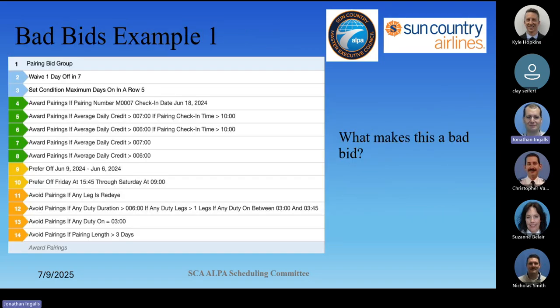All right. Let's see here. Hey, Kyle, why is this a bad bid? Because the green is not at the bottom. Because your green is not at the bottom. Very good. Nick, why do we want the green at the bottom? Because you want to pull from the pool before getting awarded things that you do want.